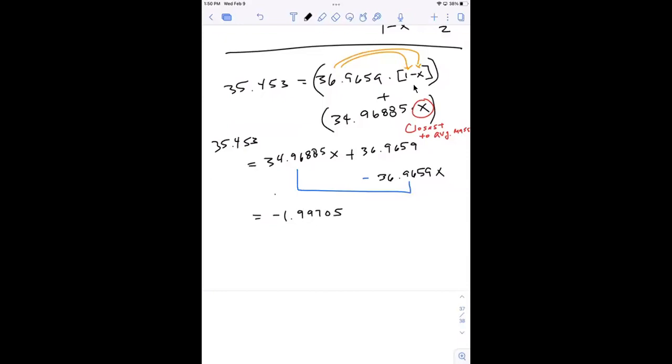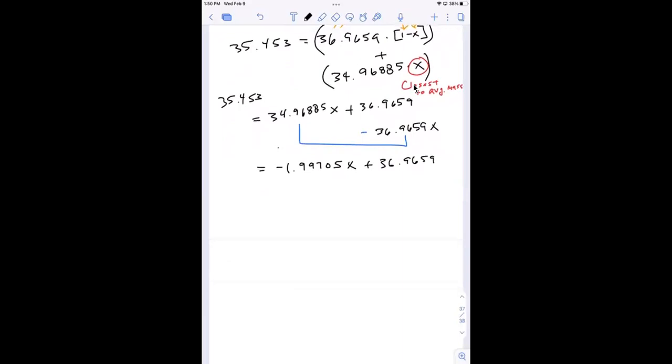Is that what you got? Anybody? I don't see anything in the chat yet. So, yes, sir. All right, that's the x term. And then that's going to be plus 36.9659. Now we just need to solve for x. And this is equal to 35.453.